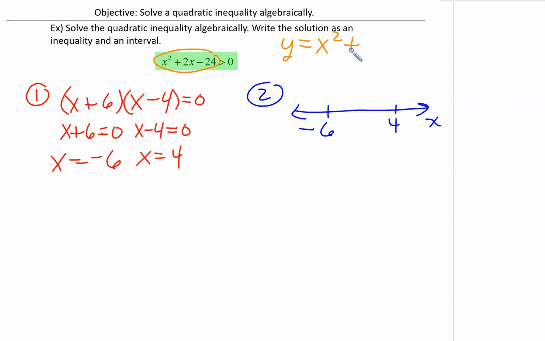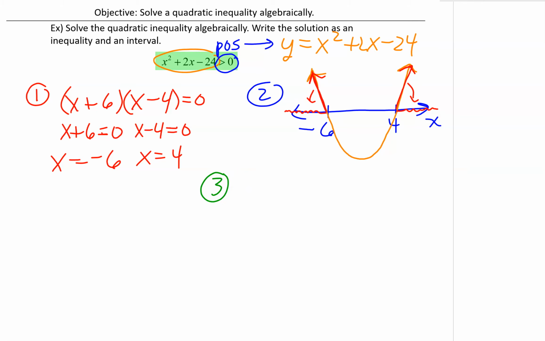Now I need to know, do I need to determine my positive or negative intervals? And that has to do here with our inequality. So that symbol right there is our greater than 0. Numbers greater than 0 are positive, which means we want positive y's. And that would be this section here and this section here. So this corresponds to this portion of our x-axis. And these points correspond to those x values. So then our solution.